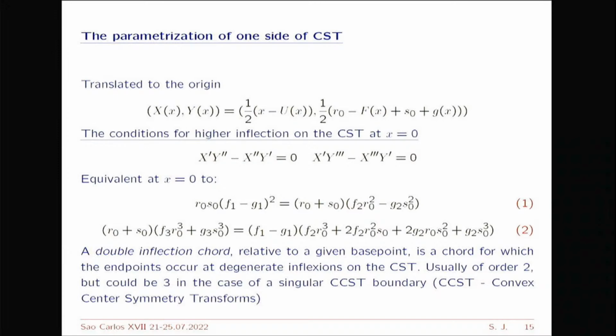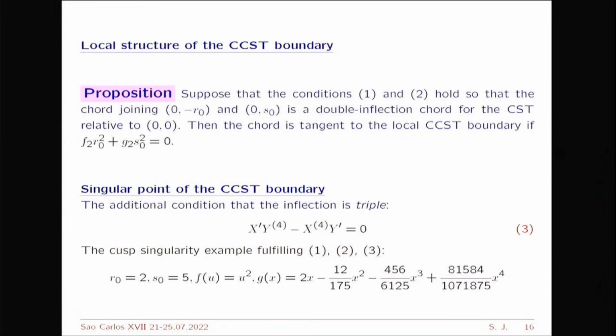And then we ask for when there appears the singularity of the set. And then this is not yet, but as the proposition says, if the conditions 1 and 2 hold, so that the chord joining these points is a double inflection chord for CST relative to, then the chord is tangent to the local CST boundary. And then singular points of this boundary of the convex set appear only when the transform has order 4 here, if the inflection is triple, third order inflection. And so the cusp singular example fulfilling 1, 2, 3, and this we calculate also.